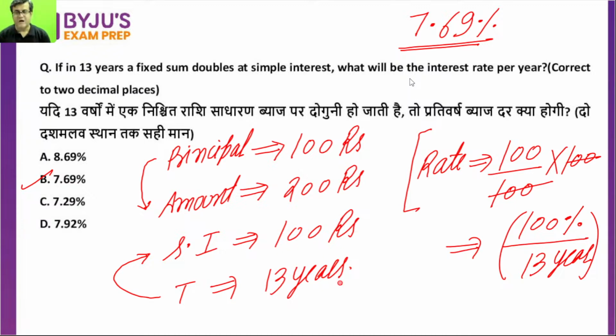I could do it verbally as well. Once you are practiced, then you can do it verbally. Money becomes double means 100 becomes 200. So 100 is the interest. So it means 100% is the interest. I will make this question very simple. Just take the screenshot first. I will make this question simple.